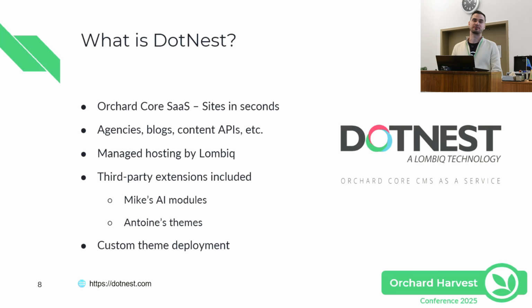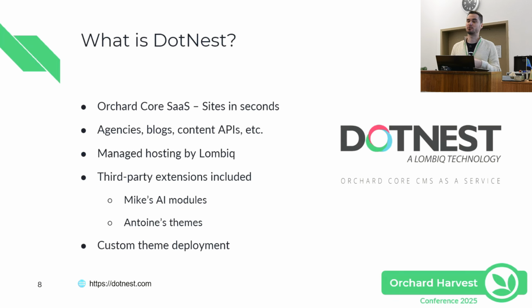DotNest is an Orchard Core software as a service, where you can go there and create a site, or more like a tenant, in seconds. DotNest is an actual Orchard Core site with more than 6,000 tenants, showing how scalable Orchard Core is in practice. It's a really good and easy way for agencies like Olystic, or someone who wants to start a blog, or somebody wants to create a content API, if somebody enjoys the content APIs of Orchard Core. But anyway, it's an easy way to start your website.